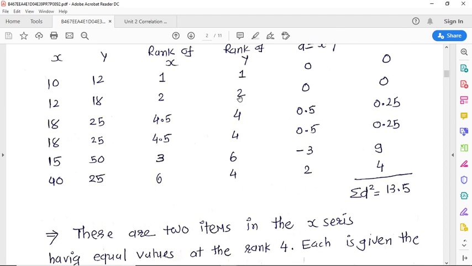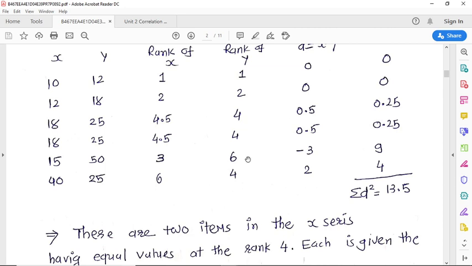And now for the second ranking, the ranking of y, there is 4 repeated 3 times. Rank 4 is repeated 3 times in this column. So for that we use the second variable m2, and m2 is 3 times here, because 4 is repeated 3 times in this rank of y. So m2 is equal to 3. That is the explanation here.